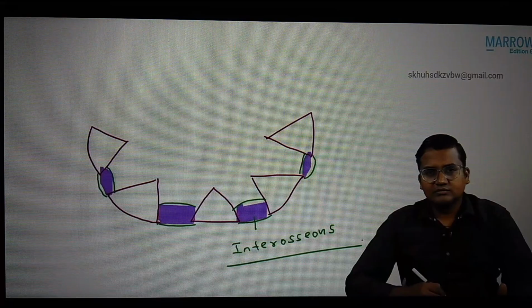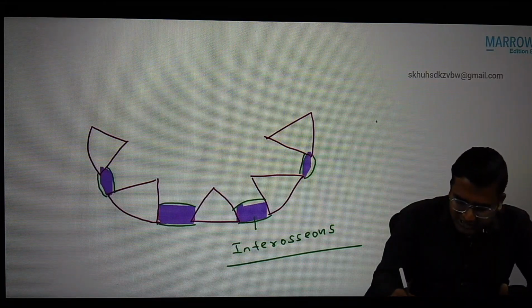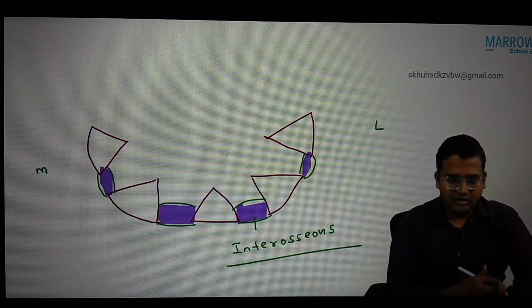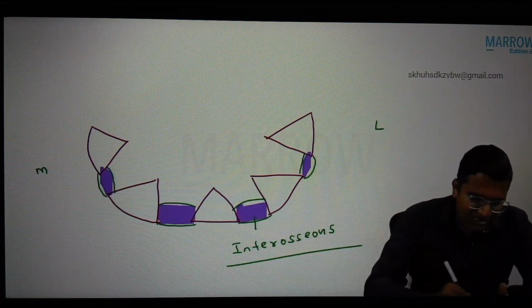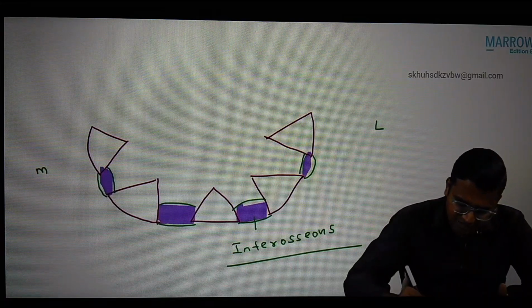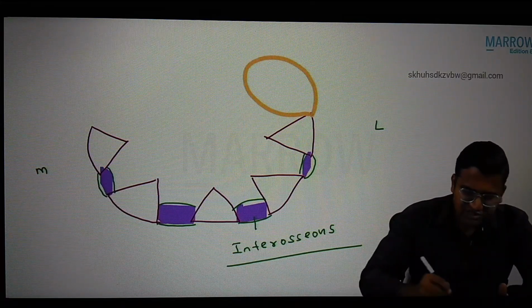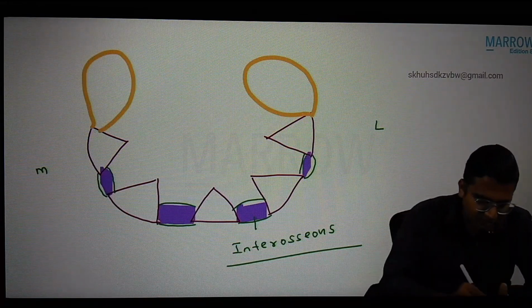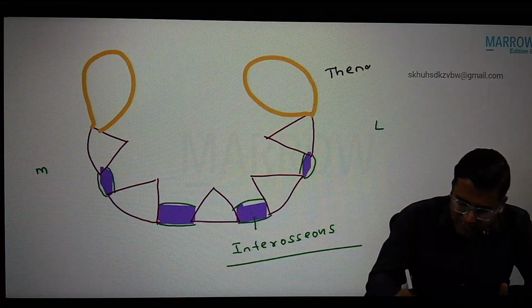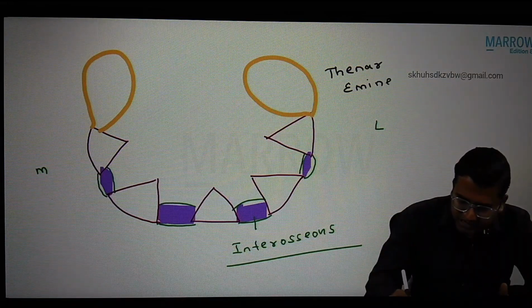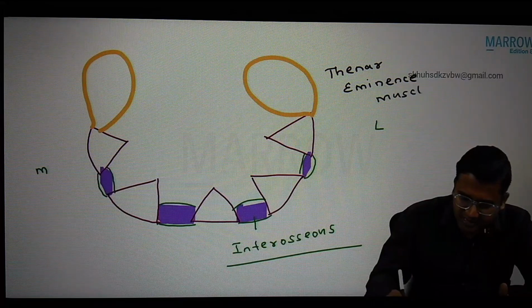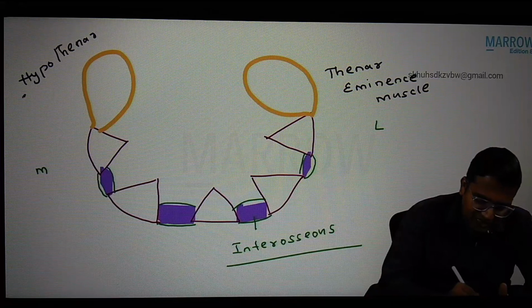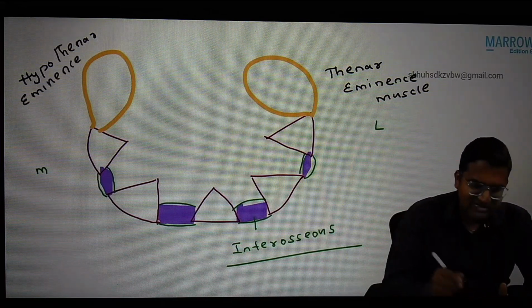Now this is the lateral side, say. This is the medial side, say. We are assuming this is lateral side and medial side. Now in the lateral side, we have the thenar eminence muscle. So here we have thenar eminence muscle. On the medial side, we have the hypothenar eminence muscle. Now this is our thenar eminence muscle, and this is our hypothenar eminence muscle. Very simple.